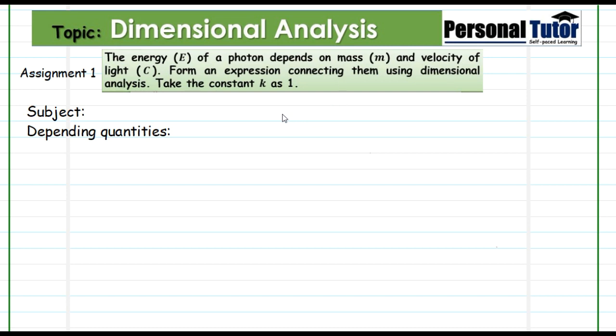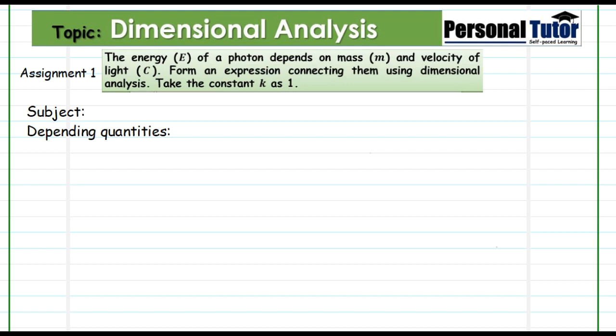The first assignment read: the energy E of a photon depends on a mass m and velocity of light c. Form an expression connecting them using dimensional analysis. Take the constant k as 1.